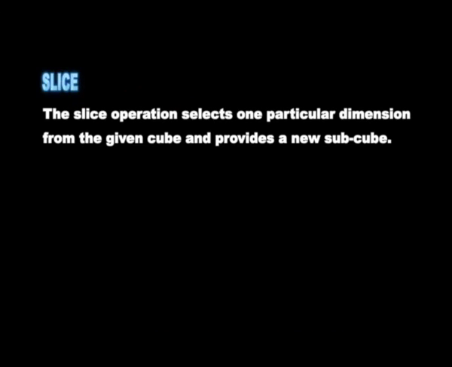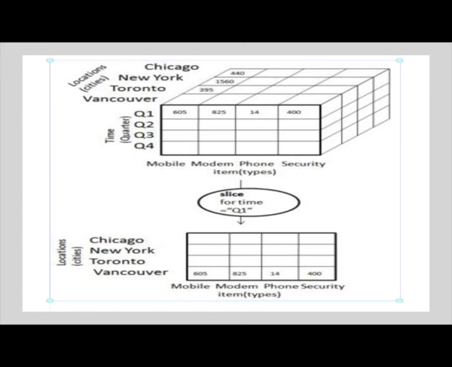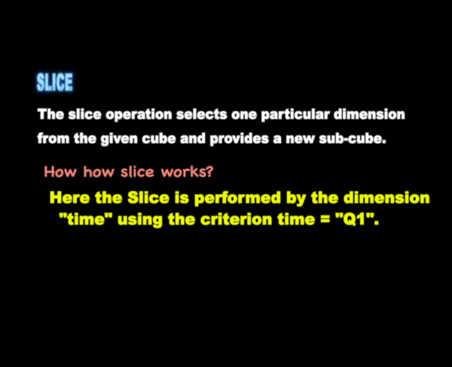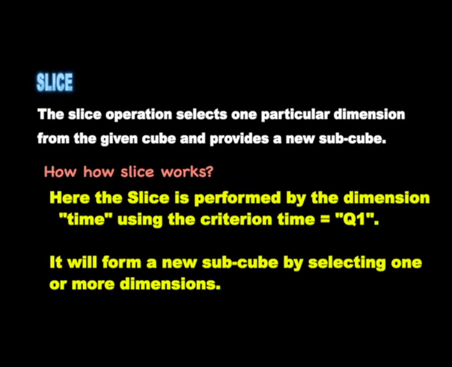The next operation is slice. The slice operation selects one particular dimension from the given cube and provides a new subcube. The diagram shows how slice works. Here, the slice is performed on the dimension time using the criterion time equal to Q1. It will form a new subcube by selecting one or more dimensions.